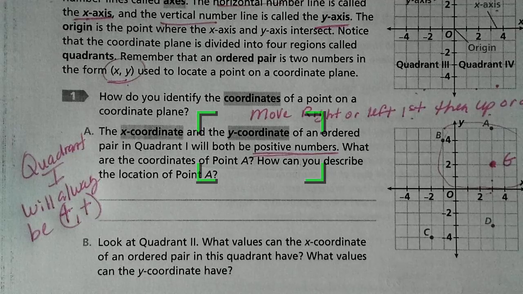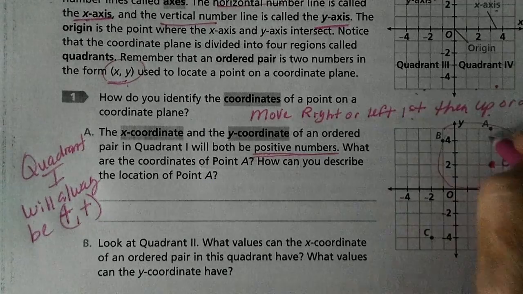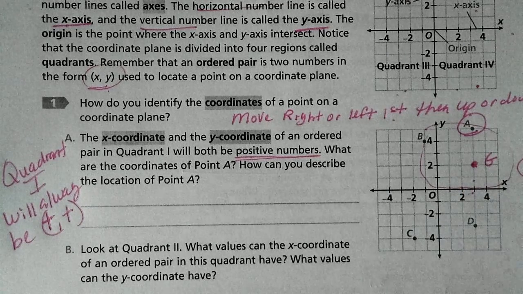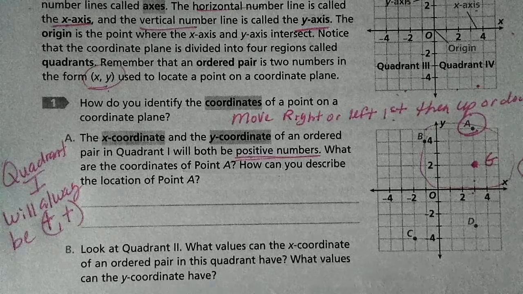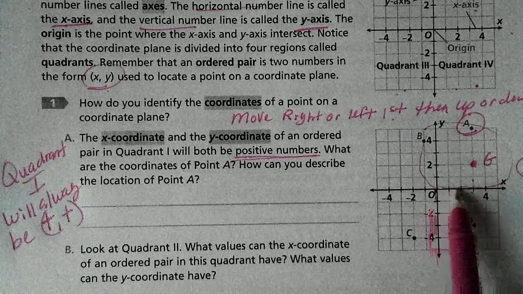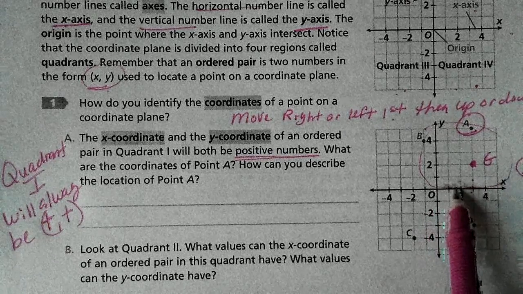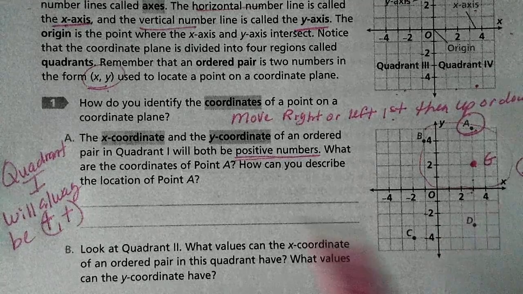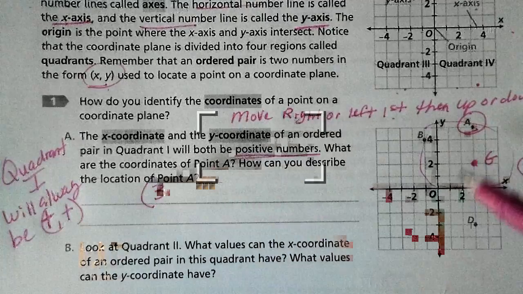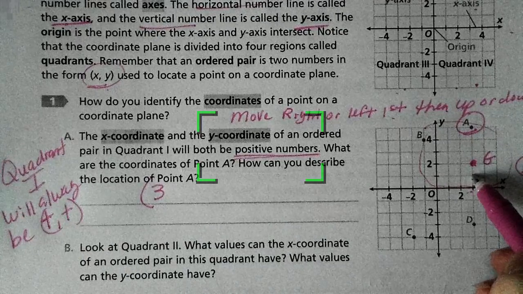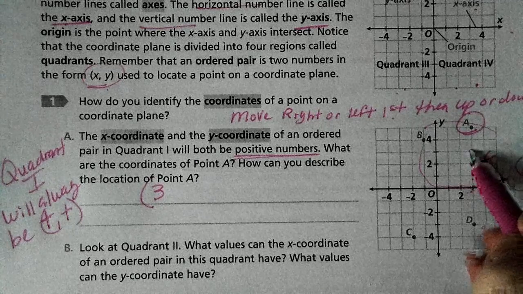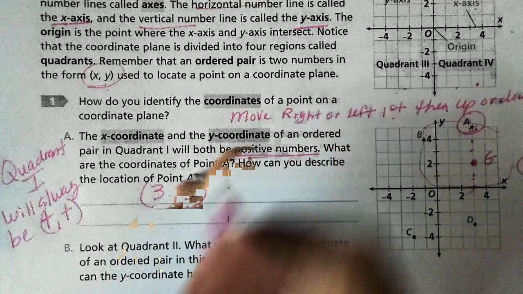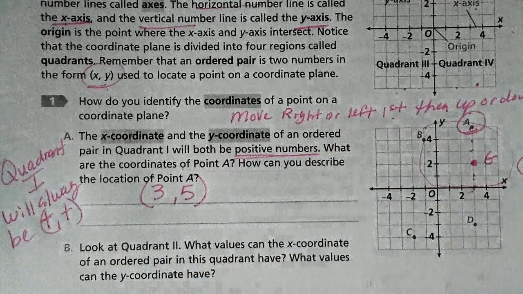Okay, so now it says, what are the coordinates of A? So right here, what is my coordinate pair? I'm going to move right. So 1, 2, 3. So that is my X. And then my Y would be what? 1, 2, 3, 4, 5. So that coordinate pair would be positive 3, positive 5.